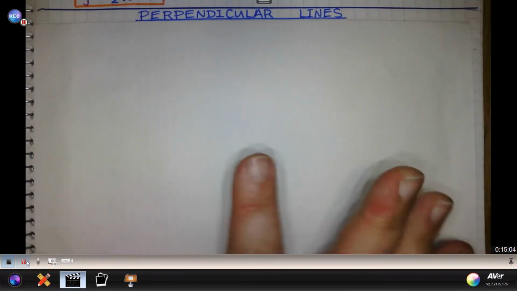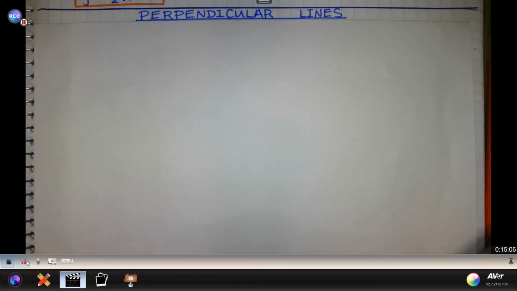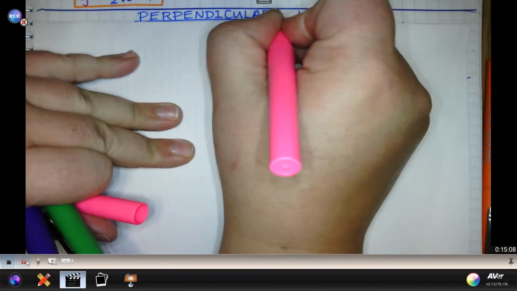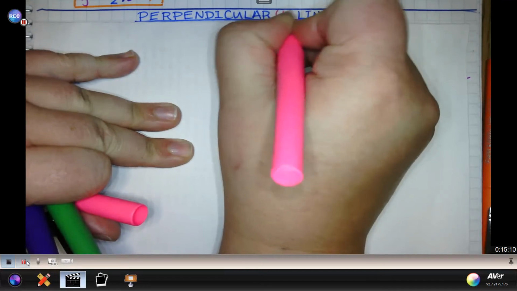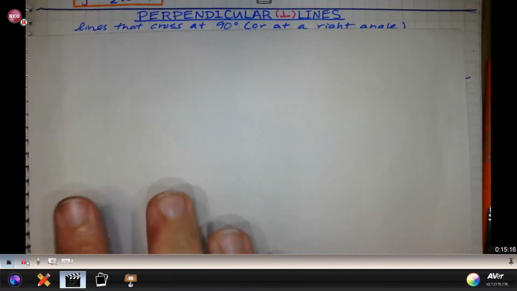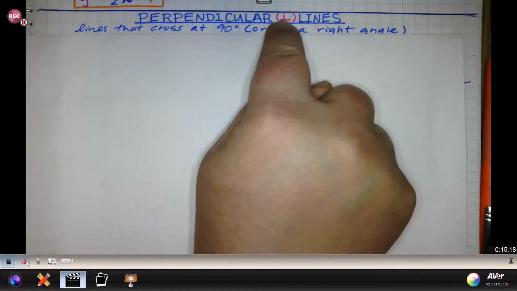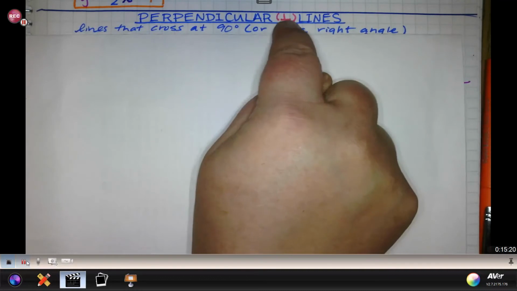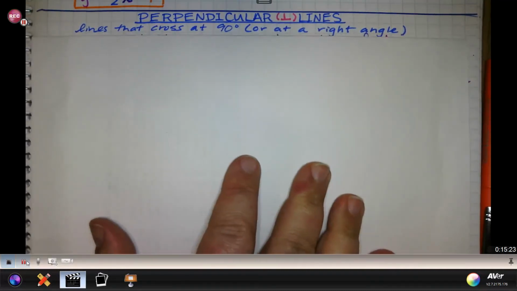Okay, last part is perpendicular lines, and I left a little space here to show the symbol for that. It is an upside down capital T, and you'll see why in a second, because perpendicular lines are lines that cross at 90 degrees, or a right angle. So if you have an upside down T, then that creates two 90-degree angles. So that's why it's the symbol.